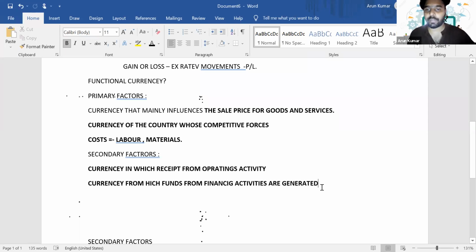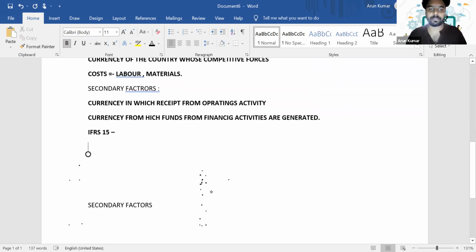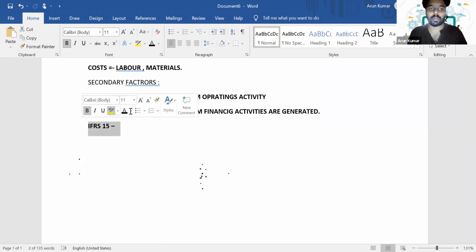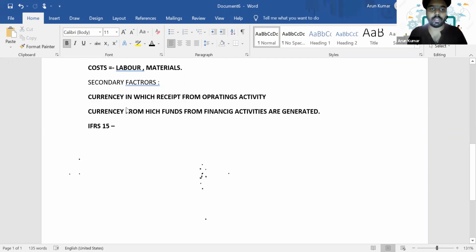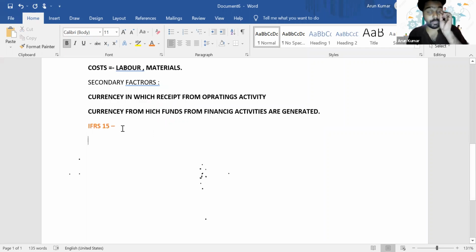So in the standard IFRS 15, from the F7 perspective, you can just simply go through the five-step model. So what is the five-step model? First one, identification of a contract.